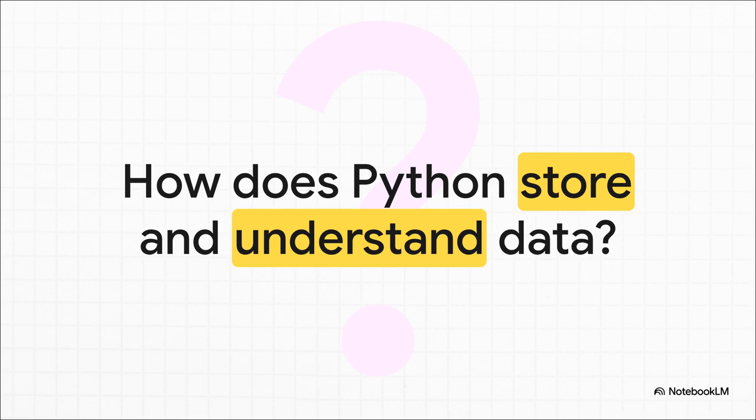Before we even look at a single line of code, let's stop and ask a really fundamental question. How does Python actually store and understand data? When you type a number or a word into your script, how does the interpreter know exactly what you mean, where to put it, and what you're actually allowed to do with it? Well, that is exactly what we're going to unpack.